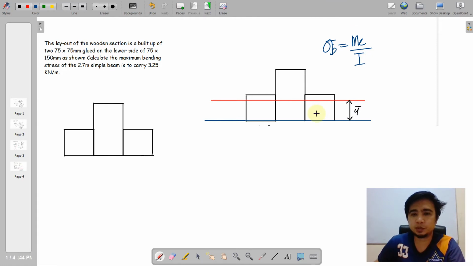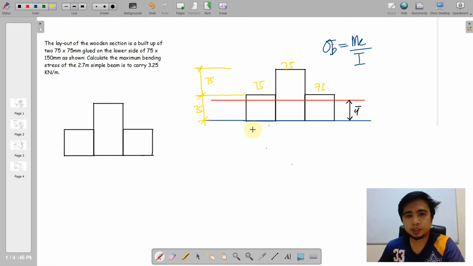The first step is to have a line anywhere in the section, wherever is your comfort. You may assume a line on the lower portion or on the upper portion or anywhere in this layout. This time I'm going to consider the lowest portion as my reference line. This is where you can measure your y bar, wherein y bar is the distance of the neutral axis from your reference line.